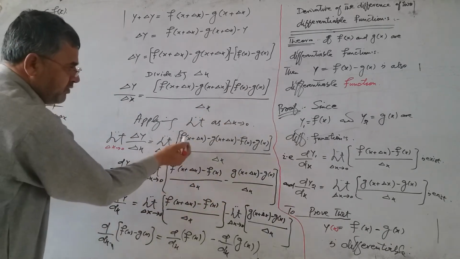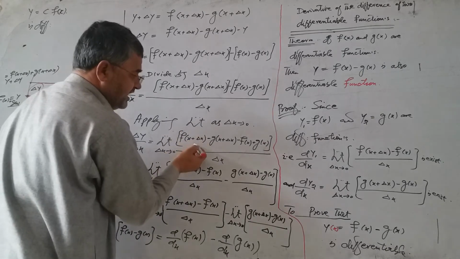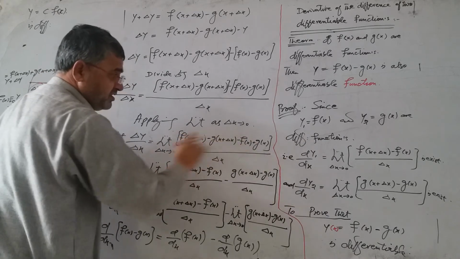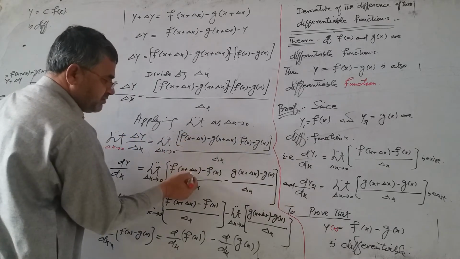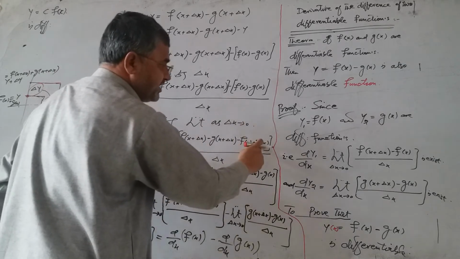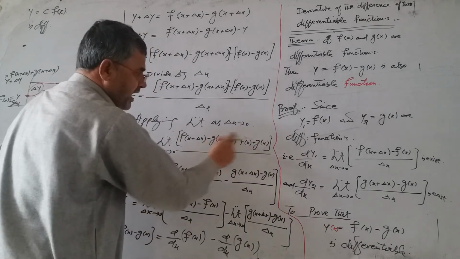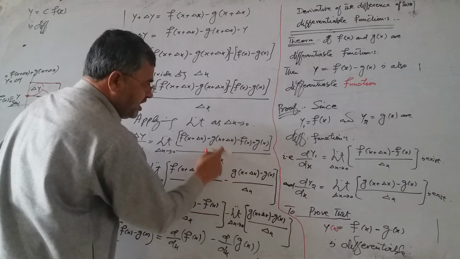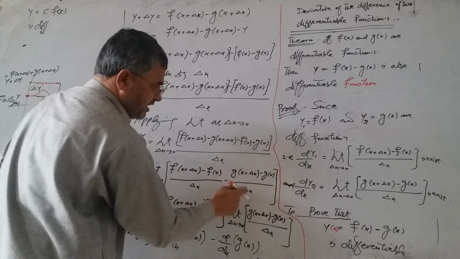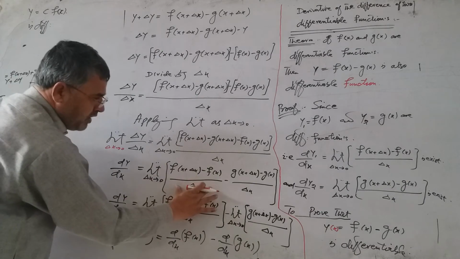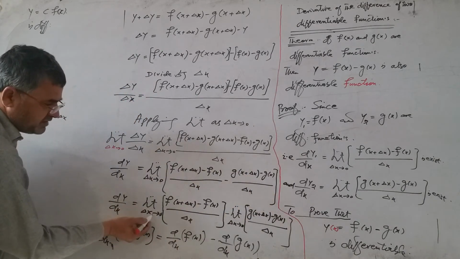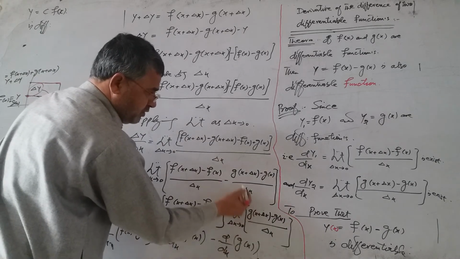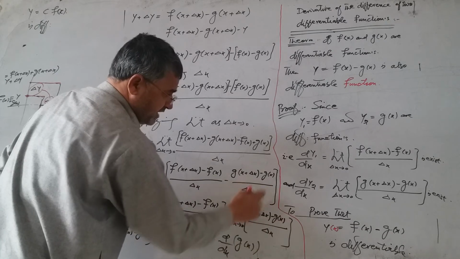Rearrange the given function. This is the increment of the function f of x. Therefore, we can write this term as f of x plus del x minus f of x, and this is the increment of the function g of x. Therefore, we can write these two terms with minus 1 as common: minus 1 multiplied by g of x plus del x minus g of x, the whole divided by del x. Applying the limit to one function as well as to the other, we have the limit as del x tends to 0 of f of x plus del x minus f of x, the whole divided by del x, minus the limit as del x tends to 0 of g of x plus del x minus g of x, the whole divided by del x.